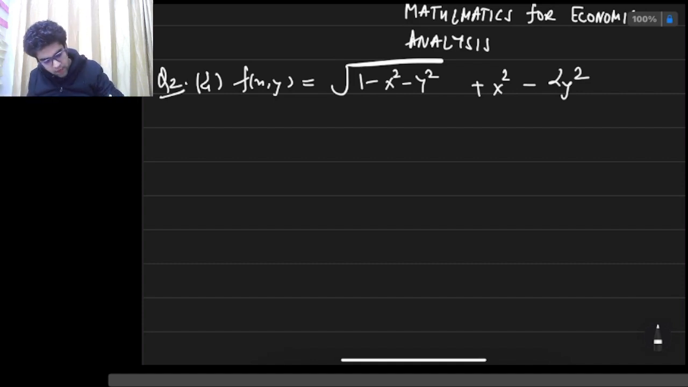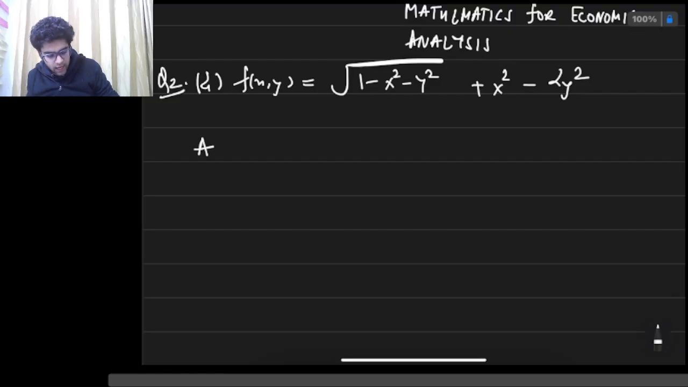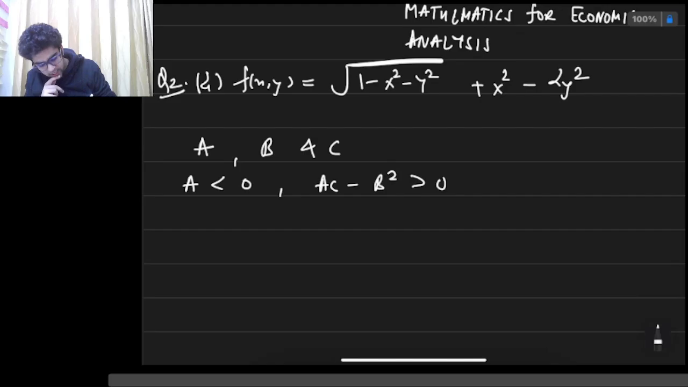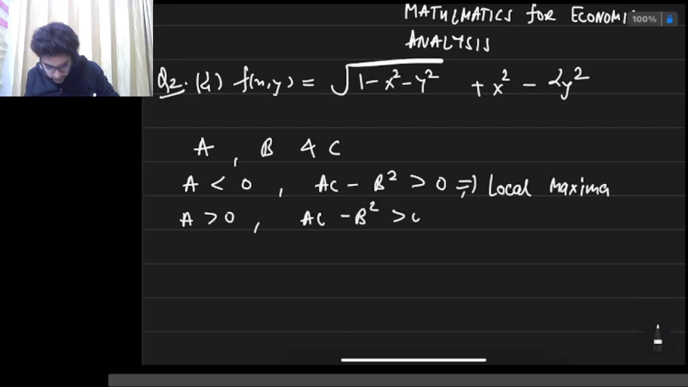So the second derivative test essentially says that we have A, B and C, right? So when A is less than 0 and AC minus B square is greater than 0, we have a local maxima. Therefore, our stationary point is a local maxima. Whenever A is greater than 0 and AC minus B square is greater than 0, we have a local minima. So our stationary point is a local minima, right?